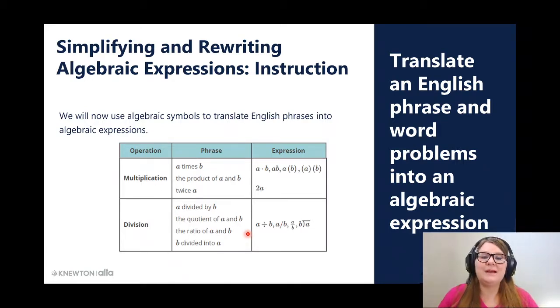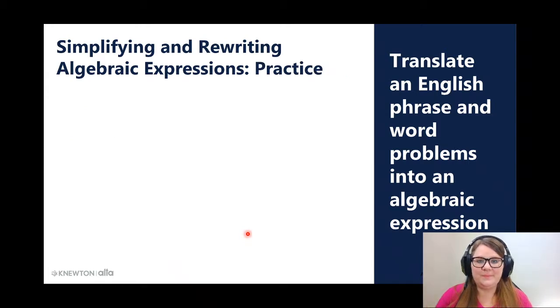For multiplication, you might say A times B, or you might say the product of A and B. For division, you're going to say A divided by B, or you're going to say the quotient of A and B, or the ratio of A and B. You could also say B is divided into A. If you're saying divided into, that means the first variable or number is on the bottom of the fraction. And if it's divided by, then that first variable is on the top.